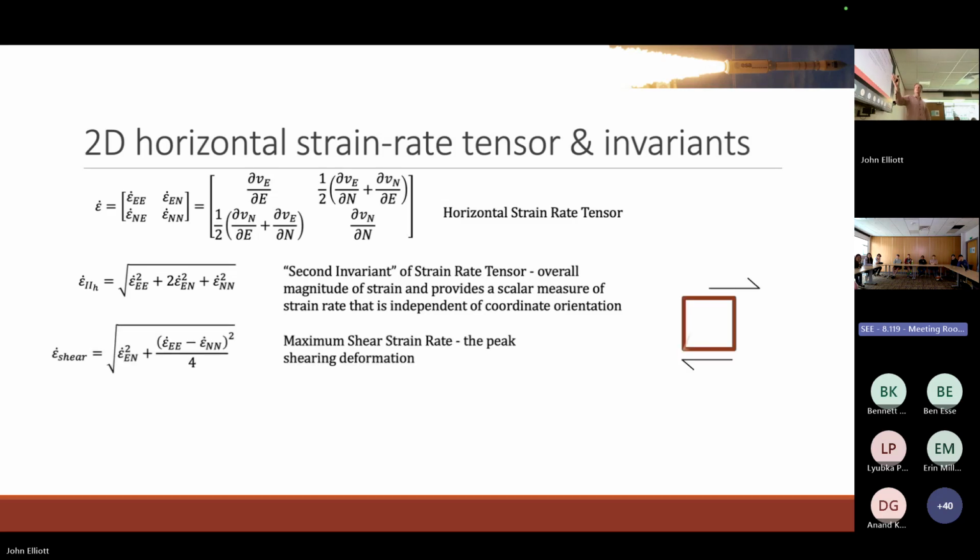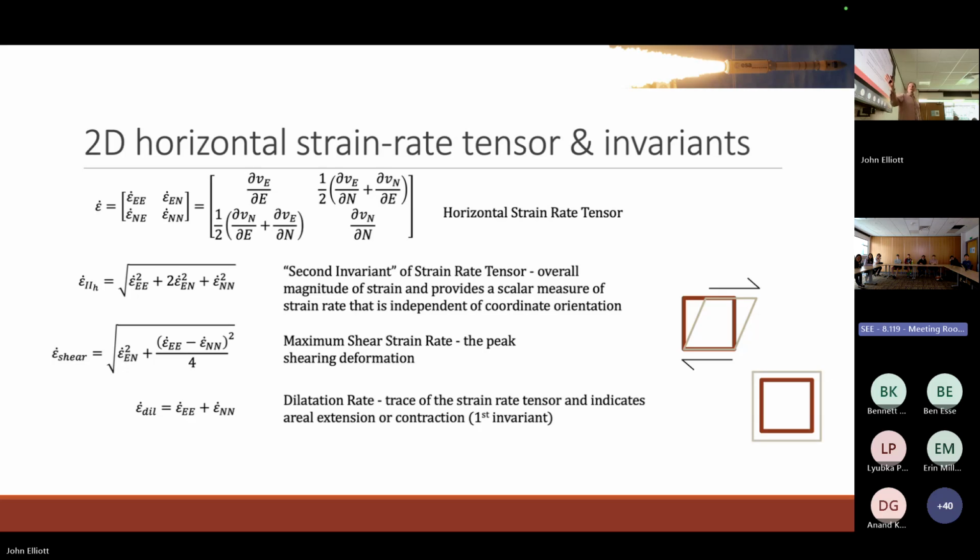We can also look at the maximum shear strain rate, but that's strongly related to that second invariant when there's no dilatation. It's just a factor of two different, and that gives you the peak shearing deformation. So that kind of measure we want, particularly with strike slip faults. It's very good for looking at that. Then we can get the dilatation rate, and that comes from the sum of the trace of those components. That's the first invariant, and that tells you whether an area is getting bigger or whether it's getting smaller, contraction. So that's a useful measure in areas of convergence or extension.